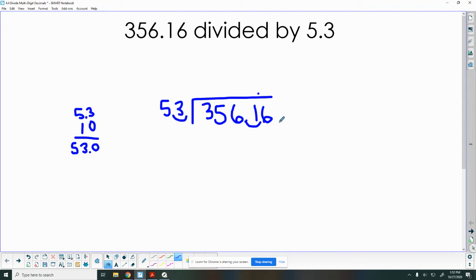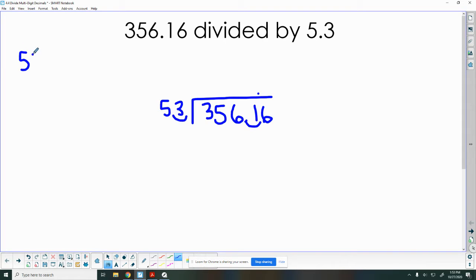So it's kind of like fractions: whatever you do to the top, you do to the bottom, or equations: whatever you do to one side, you do to the other. So same thing here. We have to keep everything balanced by doing the same thing to both parts of the problem. So now I have 53 into 3,561.6. So instead of 356.16, now I have 3,561.6 divided by 53. So I'm going to make a list of my 53s here to help get us started.